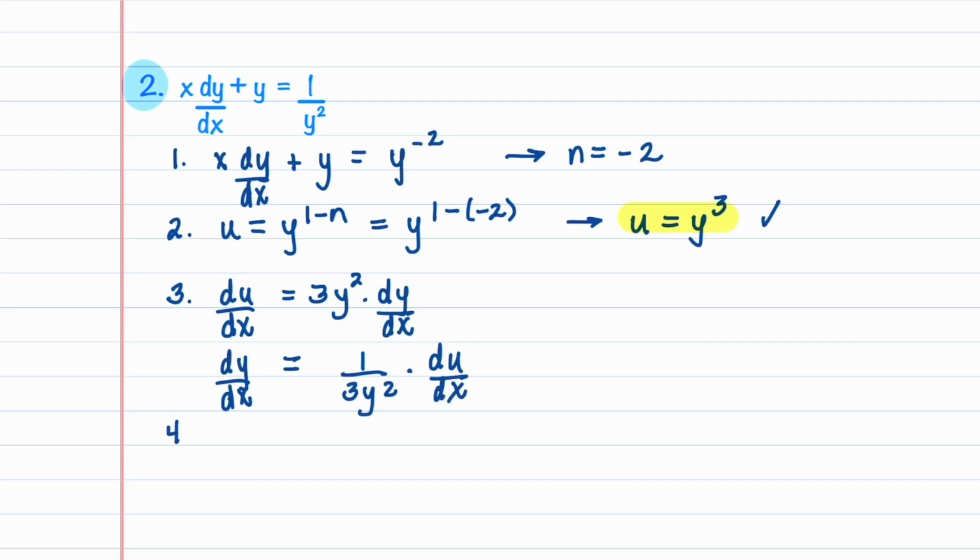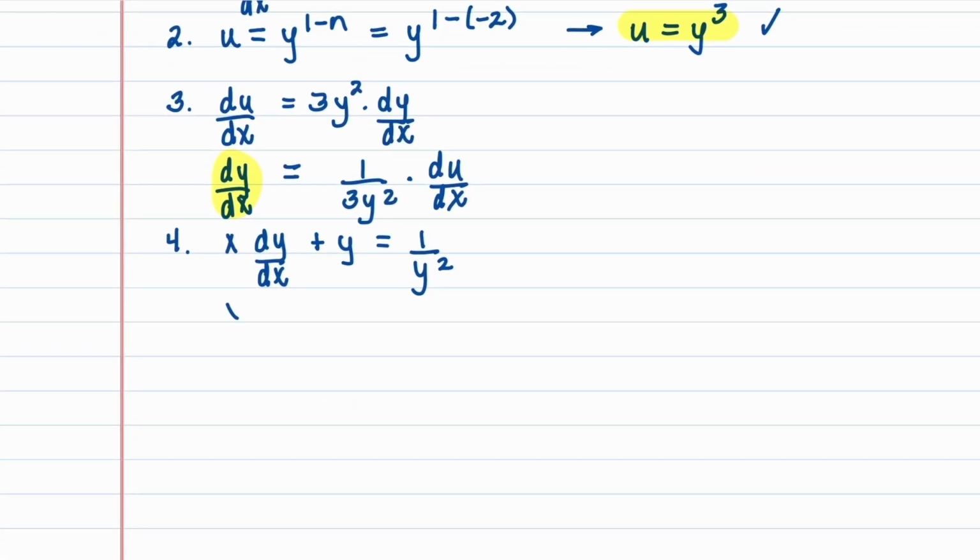In step 4, we are going to substitute dy dx back into our original equation. So let's go ahead and write our equation again. We had x dy dx plus y is equal to 1 over y squared. This gives us x, and now we have for dy dx 1 over 3y squared times du dx, plus y is equal to 1 over y squared.